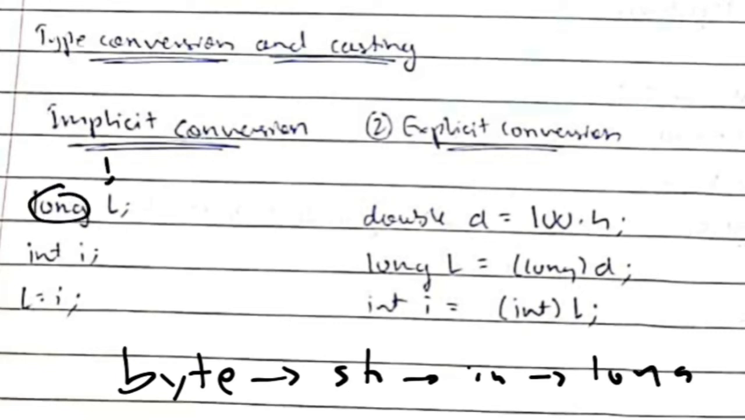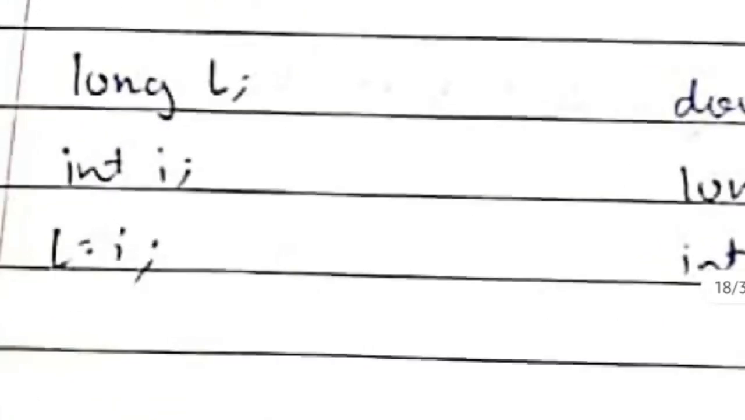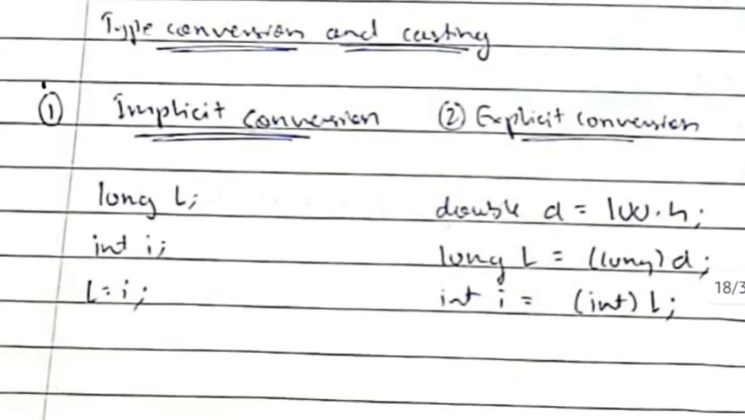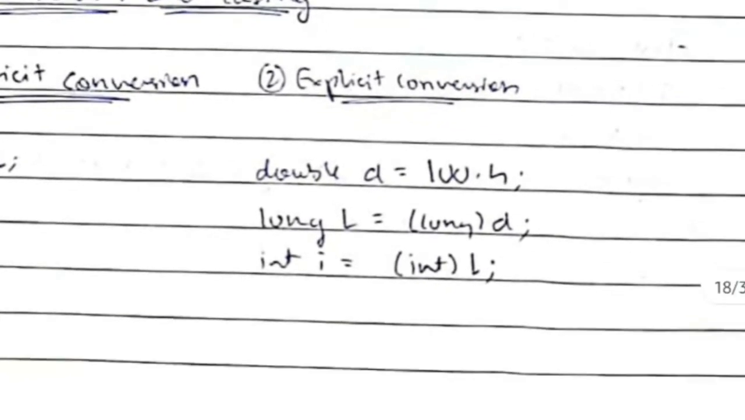Okay, long L, and I have the integer I, and if I equate this by using an assignment operator, L is equal to I, at that time int should be converted to long. That happens automatically from the smaller data type to the bigger data type. Okay, that's known as implicit conversion. And if you have to convert a bigger data type into a smaller data type, at that time we have to do it ourselves. Okay, that's known as explicit conversion.